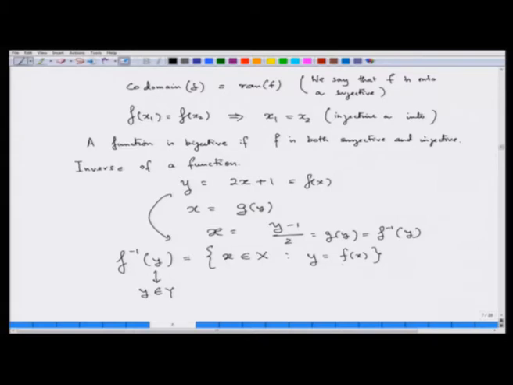If I take the function f(x) equal to x squared and I take f inverse of 4, then this set consists of 2 elements, plus 2 and minus 2. So, f inverse is really not a function, because for a single element 4, I have 2 outputs, plus 2 and minus 2. One input giving me 2 outputs. So, f inverse need not be a function in general.